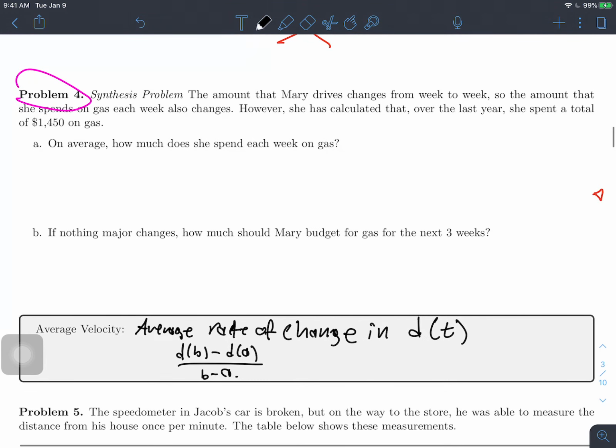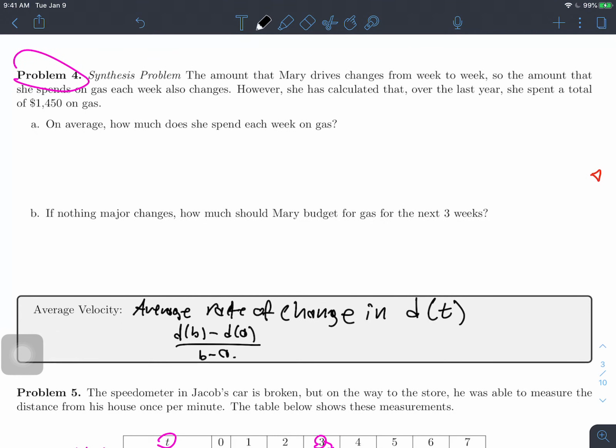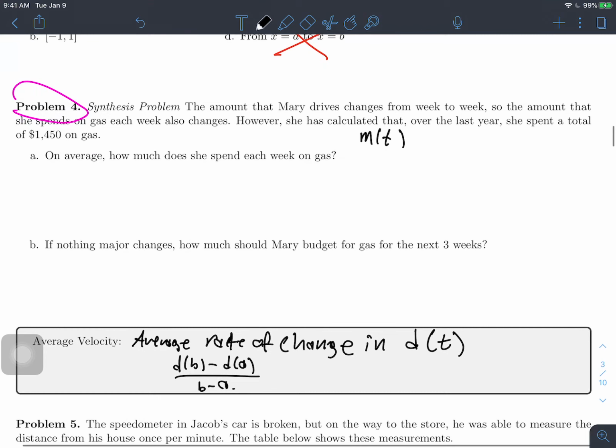Okay. So the problem states, the amount that Mary drives changes from week to week so that the amount she spends on gas each week also changes. However, she has calculated that over the last year, she spent a total of $1,450 on gas. The question is, on average, how much does she spend on gas each week on average? Okay, so this is a rate of change. So first of all, allow me to describe our situation with a function, okay? The input is going to be time in weeks, and the output is going to be money spent on gas, okay? So I'm going to describe this as M of T, okay? Now let's try to express the information that we've been given here in terms of M and T.